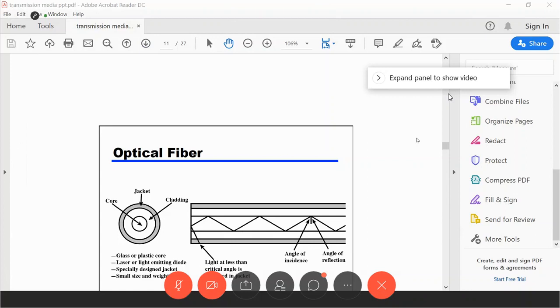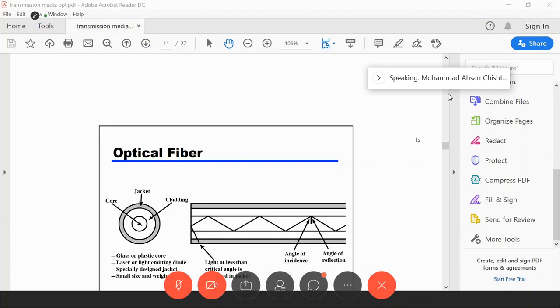Well, there are Nyquist and Shannon limits which are imposed, which you would have studied in your digital communication. Those limitations are not in fiber. That's a good part of it. Error is less. And how does it actually work?